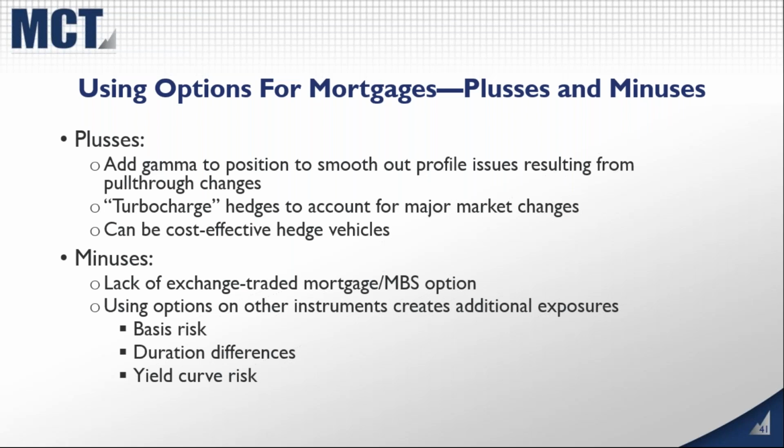Now, the minuses are the lack of an exchange-traded MBS option market. So really, the only option category you have at this point in time is Treasury futures options. But by doing that, if you use those options, you're creating several different kinds of risk. You're creating basis risk between the mortgage market and the Treasury market. You also have yield curve risk, because what do you use? As well as the duration risk.